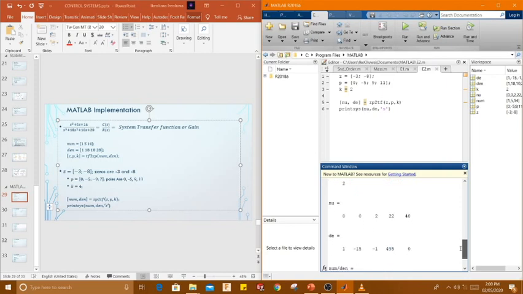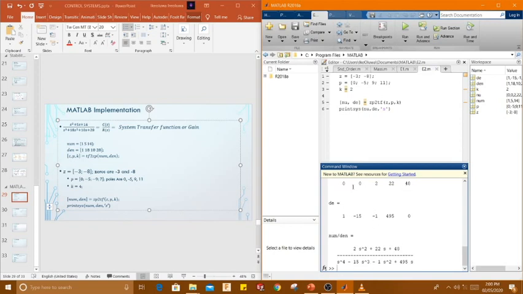Do you see that? You can see what I'm saying. Now, this is the numerator. That is the coefficient of the numerator. And this is the coefficient of the denominator. Are we together? You can see that this has 5 parameters here.